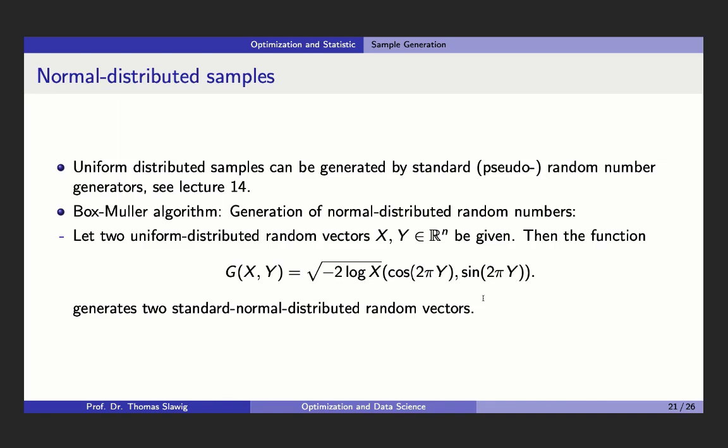The derivation is not that easy, because we have to take into account integral transformations, so we omit it here. But usually you will also find functions in programming languages that directly generate standard normally distributed random vectors, or also normally distributed random vectors with a prescribed expectation and variance. But the basic idea is connected to this algorithm here, where if two uniformly distributed random vectors are given, the function generates two standard normally distributed random vectors by simply applying logarithm, cosine and sine functions.